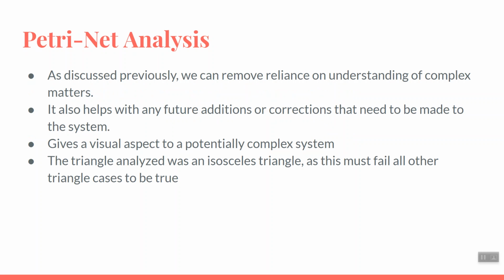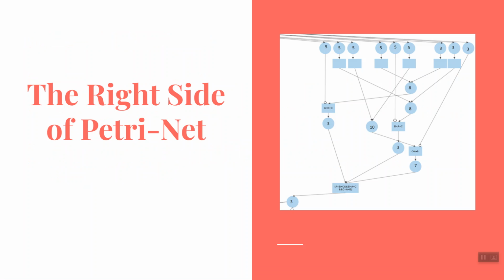So why was this important to do a Petri-Net? It helps us give a visual aspect to this complex system. It removes reliance on programming and math, and it also helps with any future additions that we may want to make to the system. For this analysis, I went with an isosceles triangle as it must fail all the other cases to be deemed an isosceles triangle.